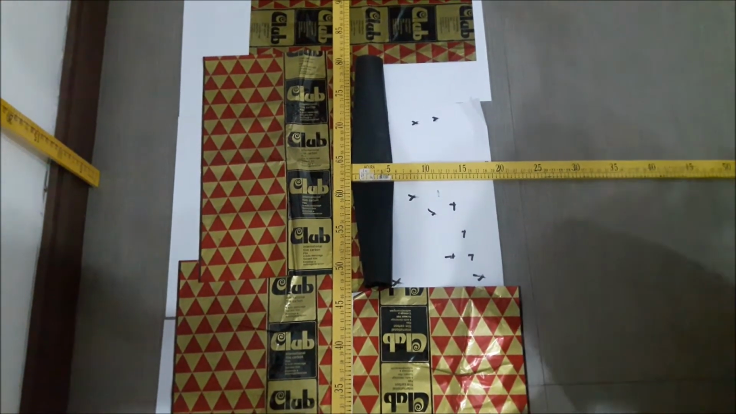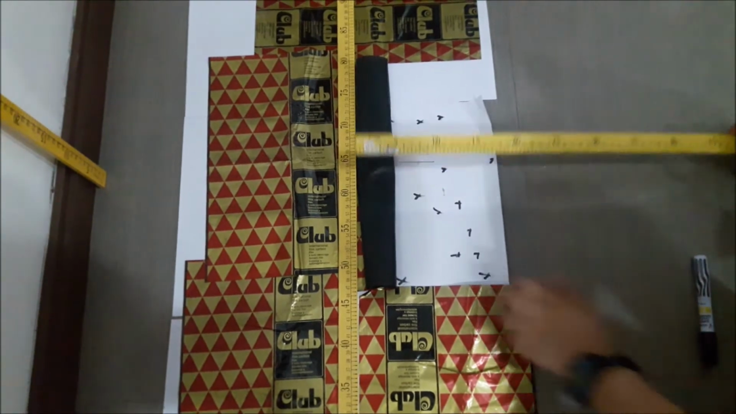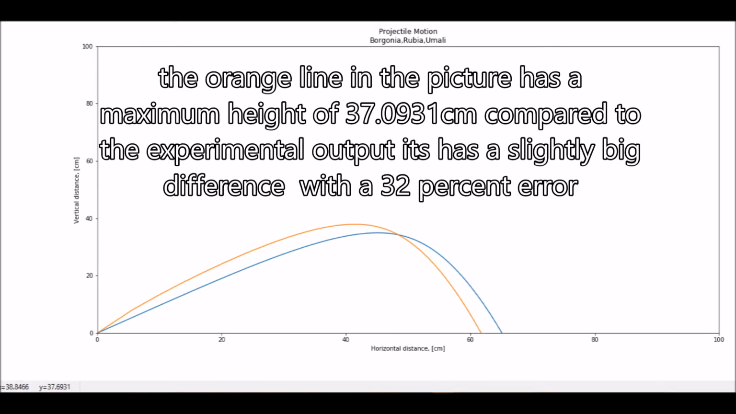In our first trial, as we can see, the ball reaches its maximum height at 28 cm and the measured angle is 44 degrees. To check the distance, we need to see the mark of the ball and measure it using a meter stick.